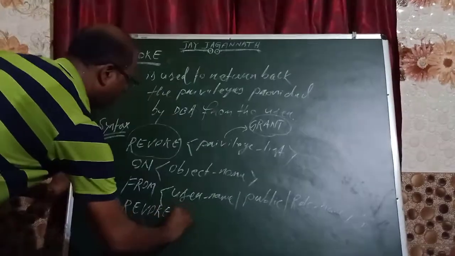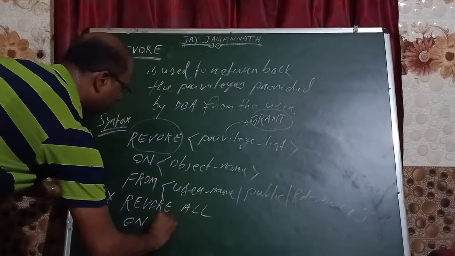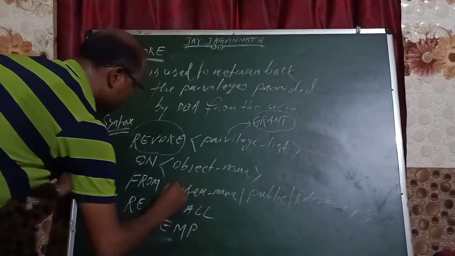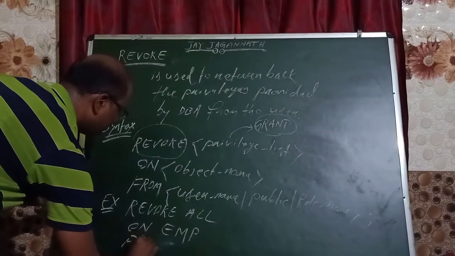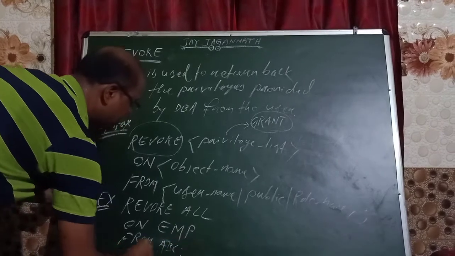Revoke all on EMP from ABC, where ABC is a user.